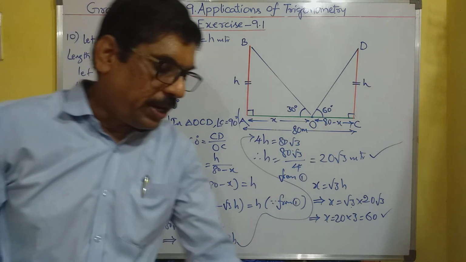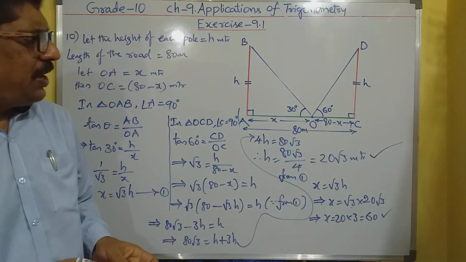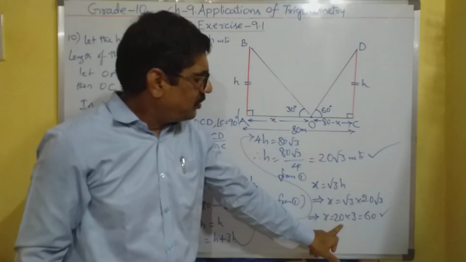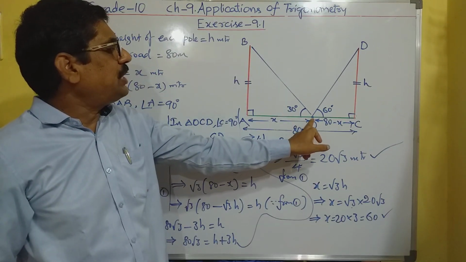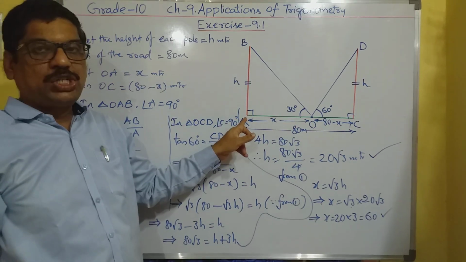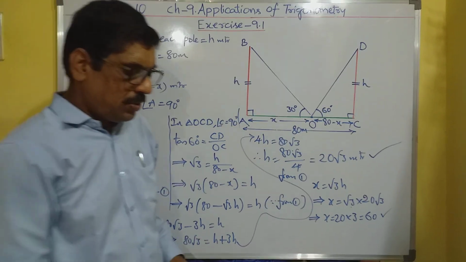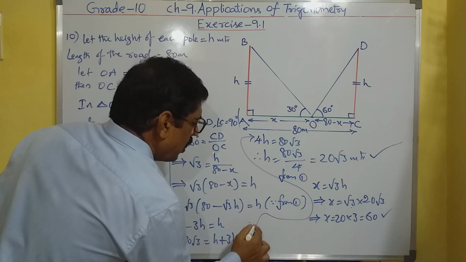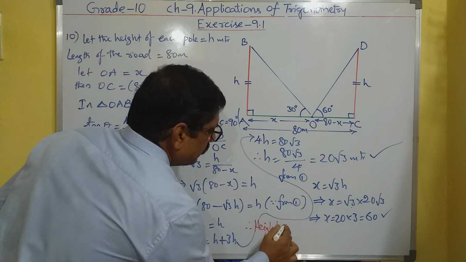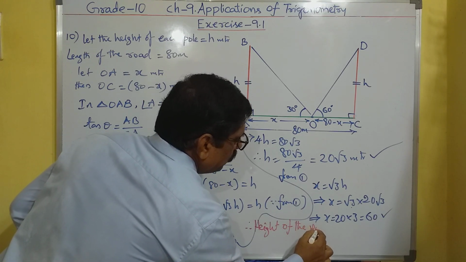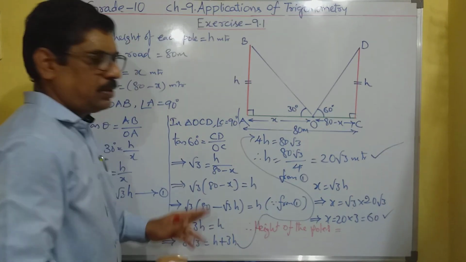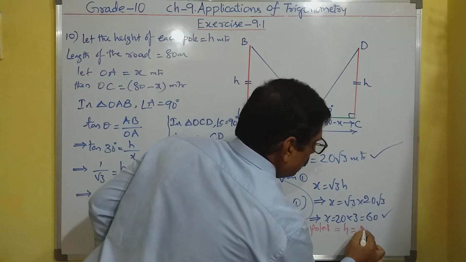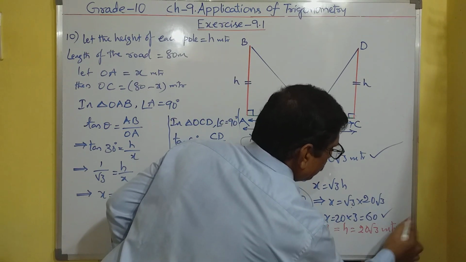Okay, now we have to write the conclusion. So what is h? h is the height of the poles. And what is x? x is the distance of the observer from the first pole. Okay, now let us write the conclusion. Therefore, the height of the poles: both poles are equal in height, therefore the same height. h is equal to, what is the height? h is equal to 20 root 3 meters.